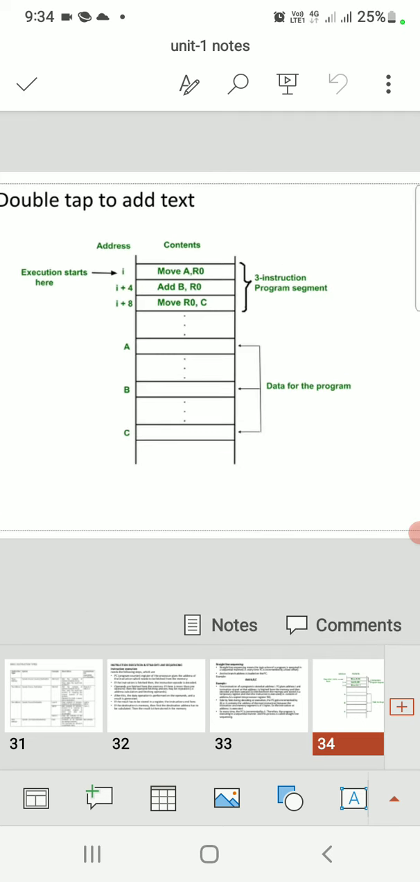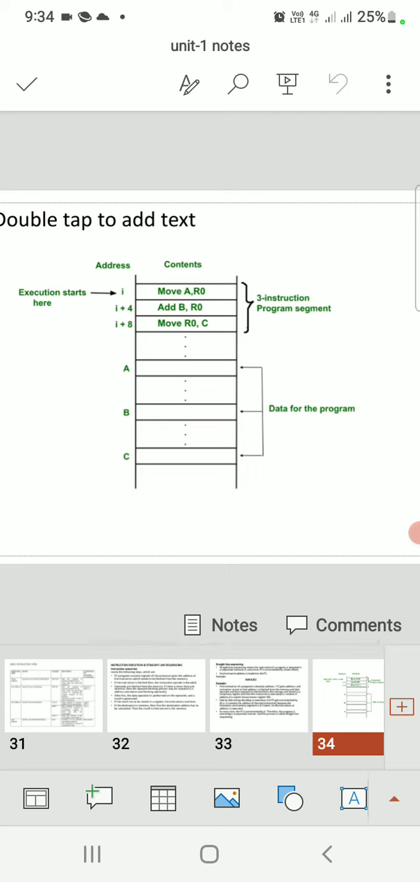This is a diagram for sequential. So move A comma R0, add B comma R0, move R0 comma C. A 3-instruction program segment, data for the program.